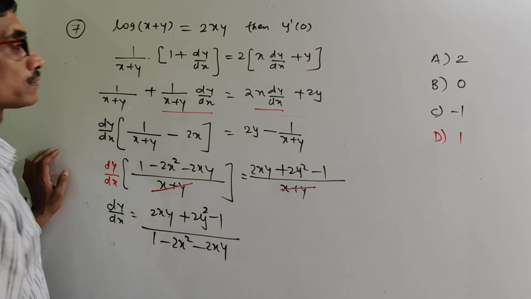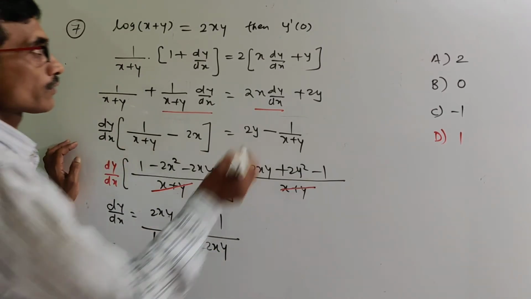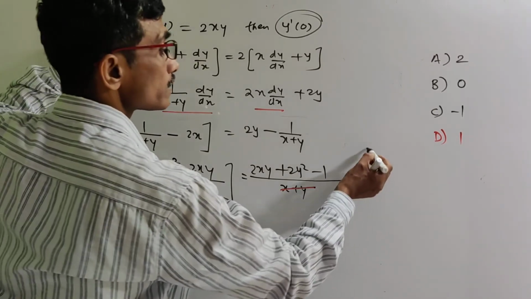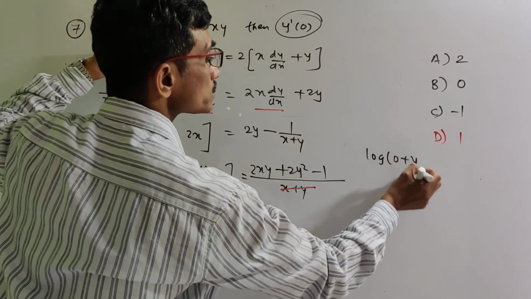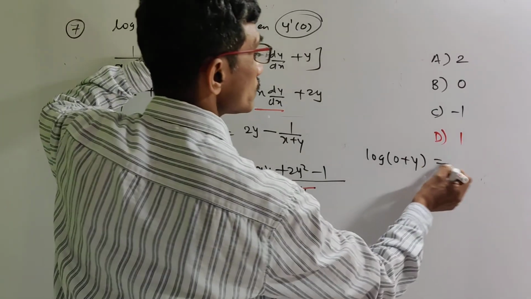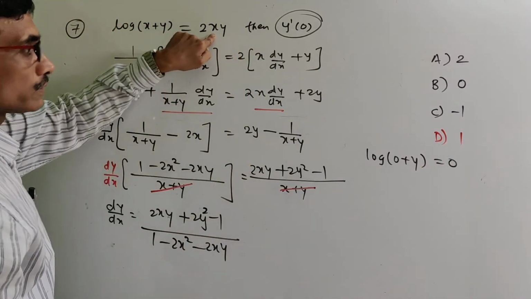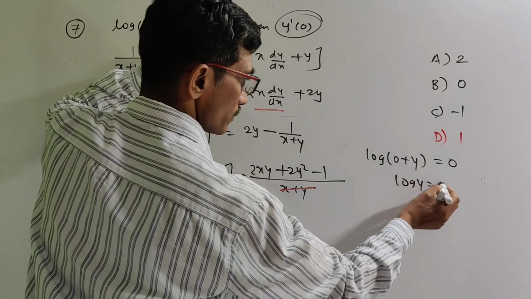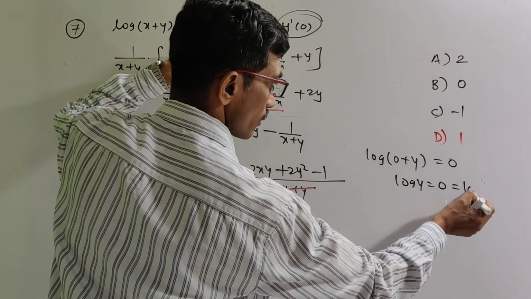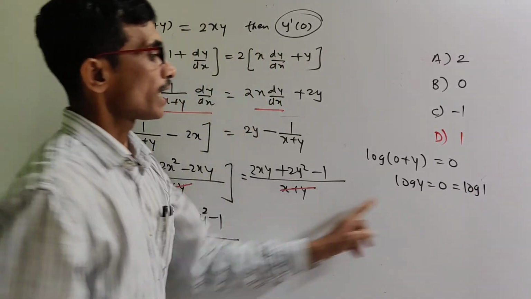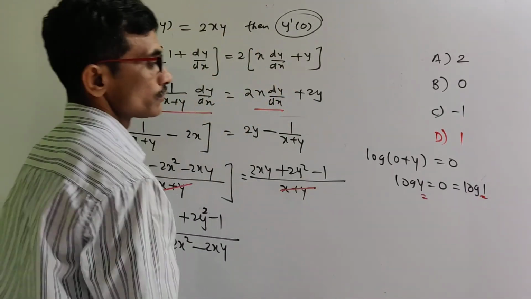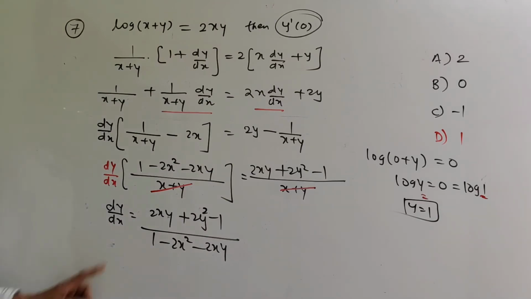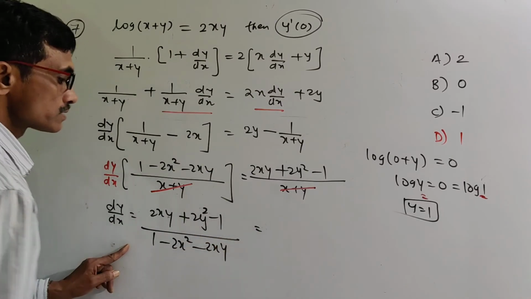Now if you put x is equal to 0 over here, y dash of 0 is required. So if you put x is equal to 0 here, log of 0 plus y will be equal to 2x into y. So x is 0, then right hand side becomes 0, log of y will be 0, but we know log of 1 is equal to 0. So y must be equal to 1. That means when x is 0, y is 1.